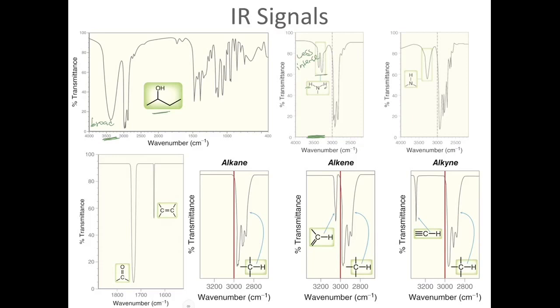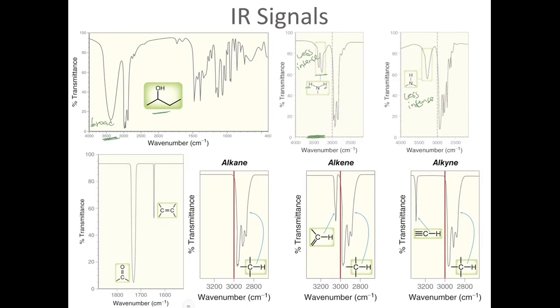For a secondary amine, the one that has 1 hydrogen atom, what you see here is 1 peak that is also less intense, but within the same region of around 3,300 to around 3,500.